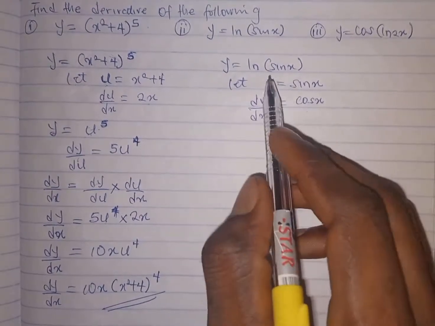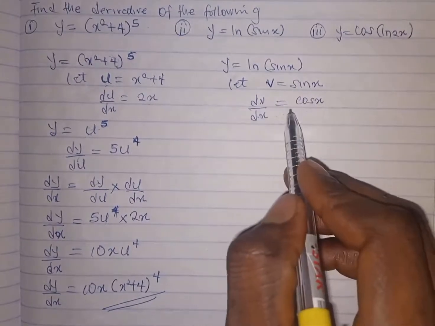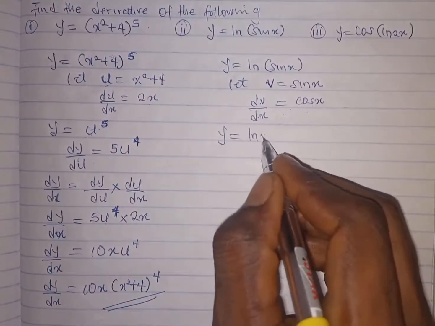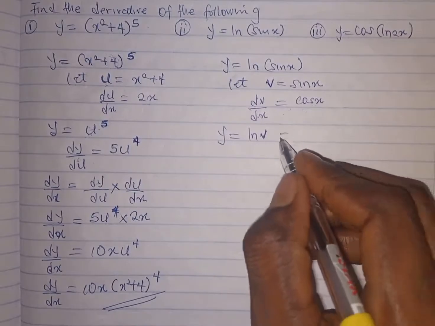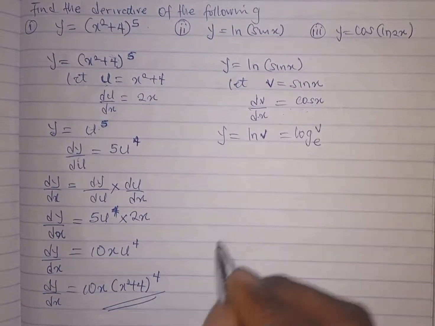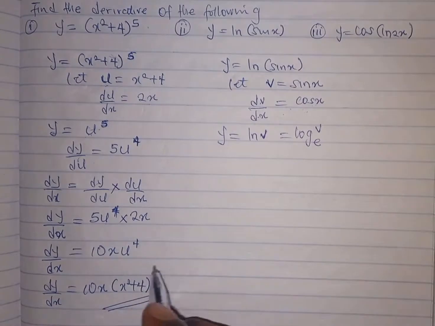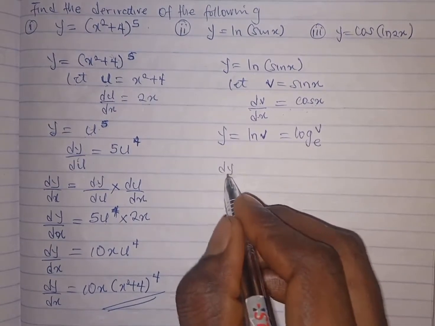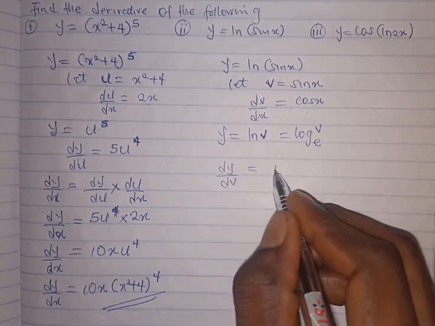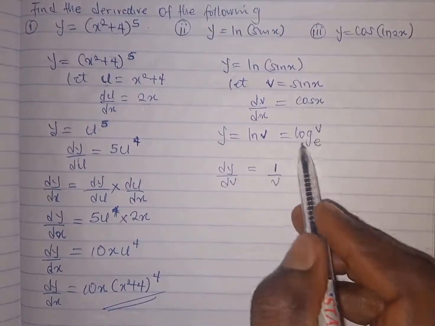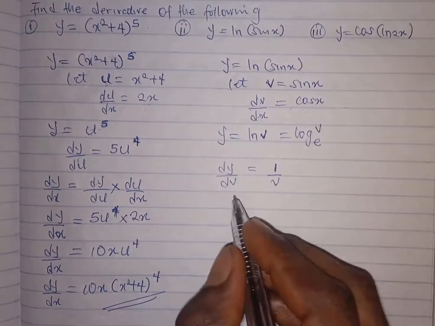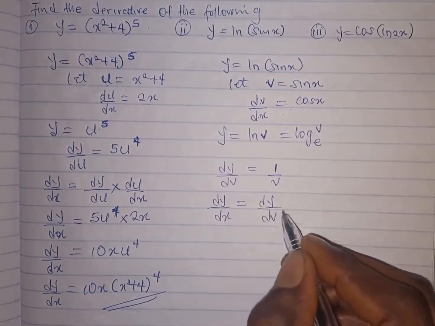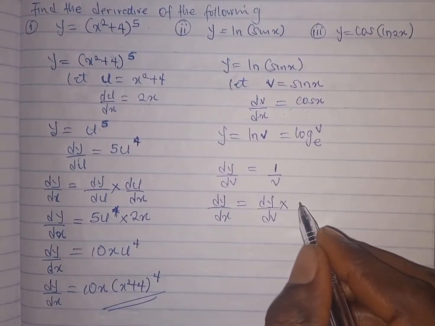So now since you said your v is equal to sine x and your dv dx is cos x, what you do now is you bring it back to this point. You now say your y will be equal to ln v. And don't forget that ln v is the same as log v base e. I already told you that in the video. So once you have this, you now find your dy dv. Your dy dv will be 1 over v, because when you differentiate this, you have 1 over v. So finally, your dy dx will be equal to dy dv multiplied by what?